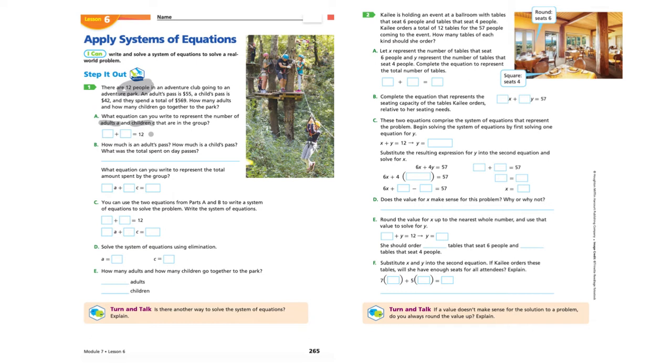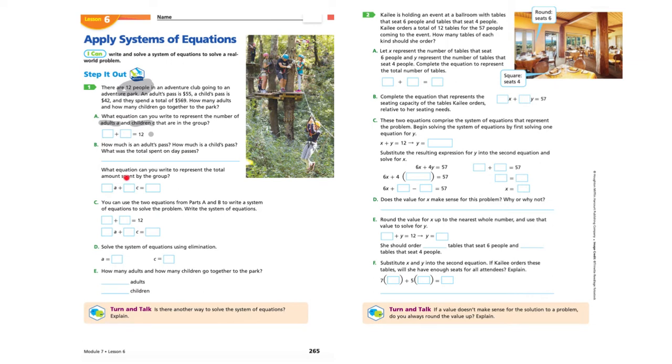And then for B, they ask how much is an adult's pass. So again, you're going to use the information here. And how much is a child's pass? Again, from the information that they give you up top. And what was the total spent on day passes? So use all this information here to help you with B.